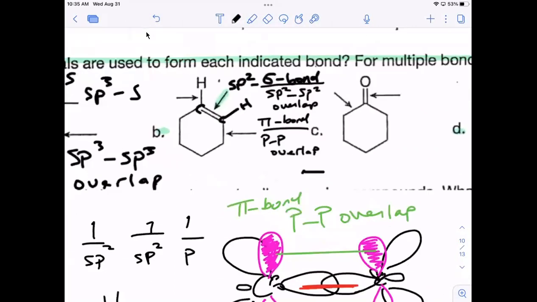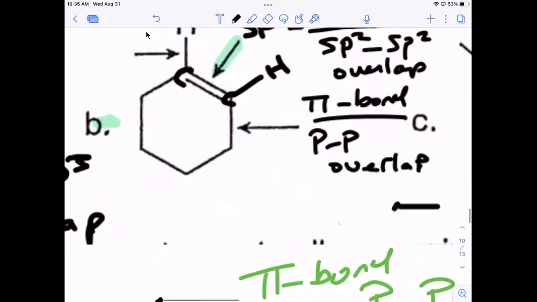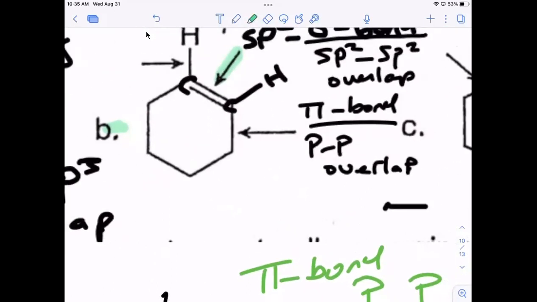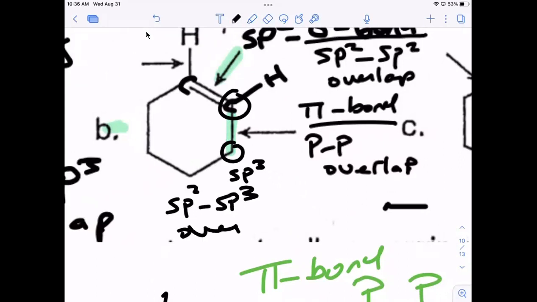Okay, good. All right, let's go to the next one right here, because it's asking us now for this bond. What do you think? We know that this carbon is sp2 because we just said that. What is the hybridization state of that carbon right there? sp3. sp3, excellent. Great work, that's sp3. So when those two atoms come together to make a sigma bond between them, what's overlapping? It's sp2, sp3 overlap. Yes or no?